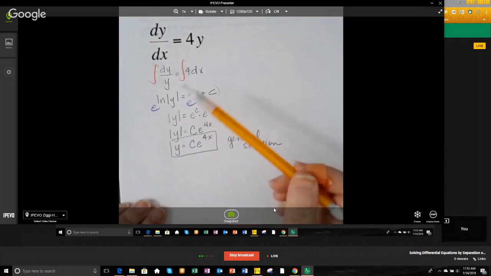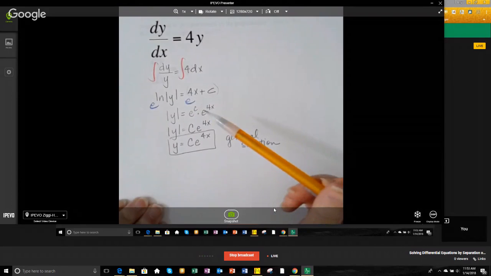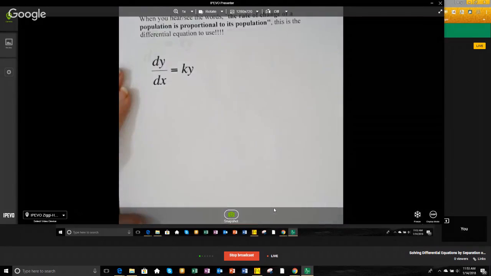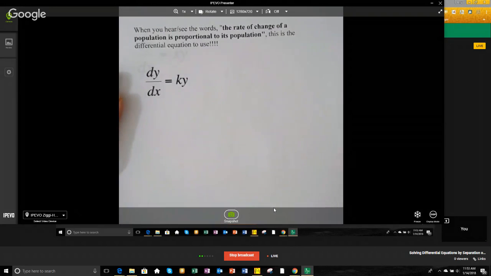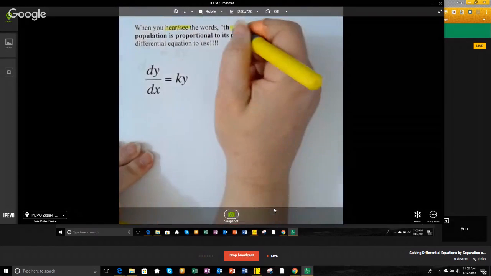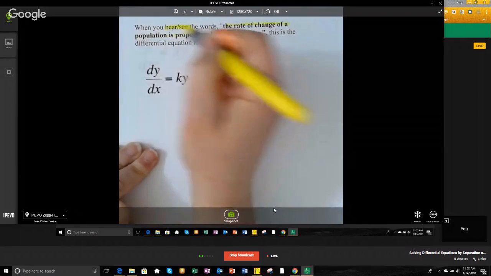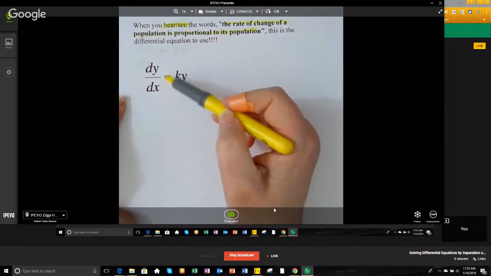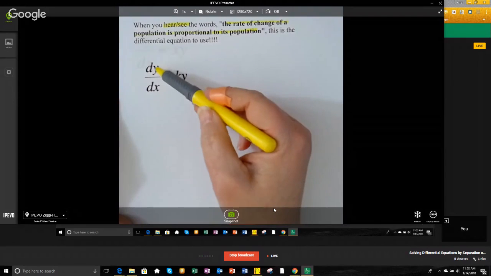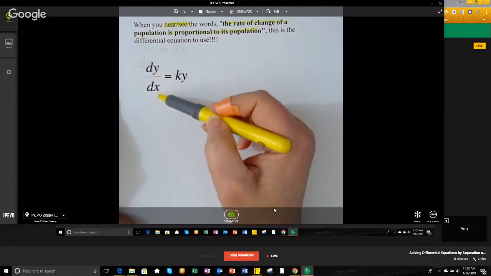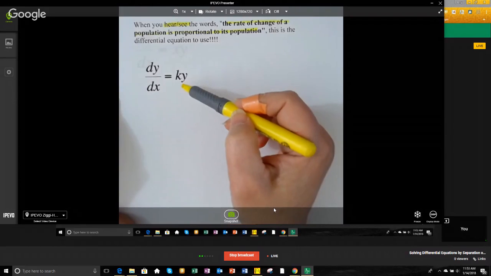This form of differential equations is used a lot in science, in mathematics, the finance of math, believe it or not. We'll find out in just a little bit here. All right, just a little bit has arrived. So when you see or hear the words, the rate of change of a population is proportional to its population. So let's see. Is this the rate of change? It sure is. The rate of change, and we'll call y the population here, the rate of change of y is proportional to its population.